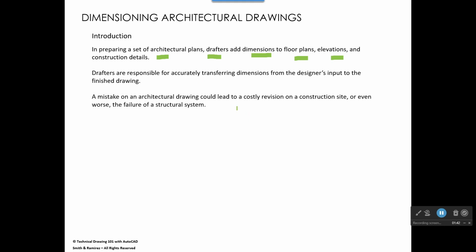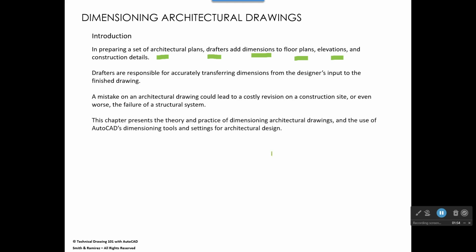A mistake on an architectural drawing, like a mistake in a dimension, could lead to a costly revision on a construction site, or in some cases, like the worst case probably, the failure of a structural system. So it's very important that drafters follow the exact inputs given to them by the designer.